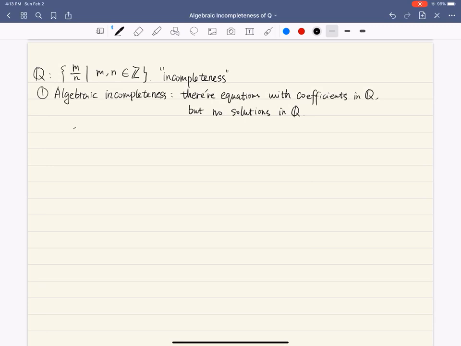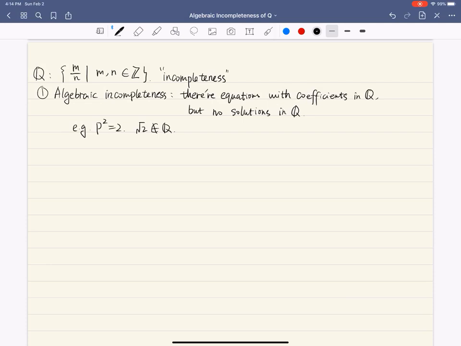Well, for example, p squared equals 2. Okay, so it has no rational solution, and we all know that the solution should be the square root of 2. But the square root of 2 is not a rational number. So this equation p squared equals 2 has no rational solution. And it may seem pretty obvious to you, but as an analysis course, we have to do rigorous proof here.